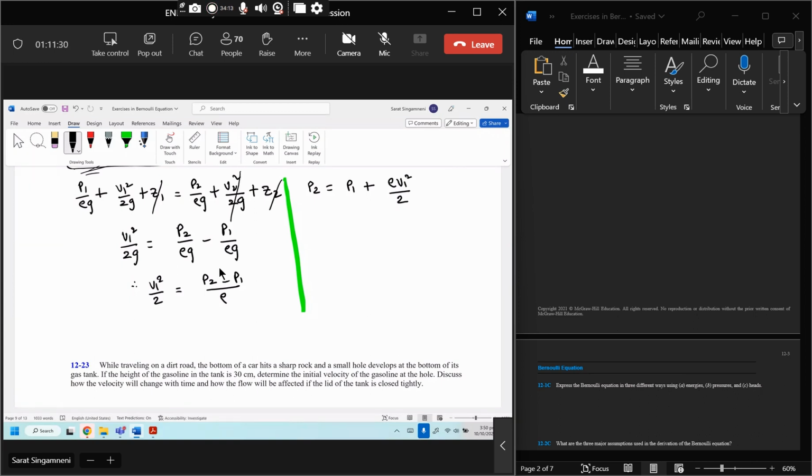But P1 is nothing but the atmospheric pressure there, isn't it? Therefore, P2 is equal to P atmospheric plus rho times V1 squared over 2. But you know the difference between absolute pressure and gauge pressure. Absolute pressure is atmospheric pressure plus additional pressure, total pressure.